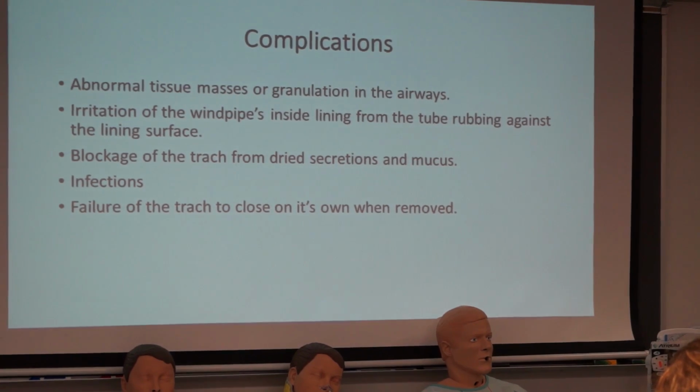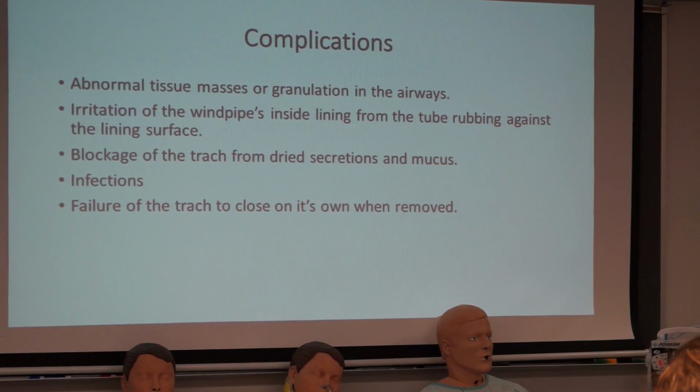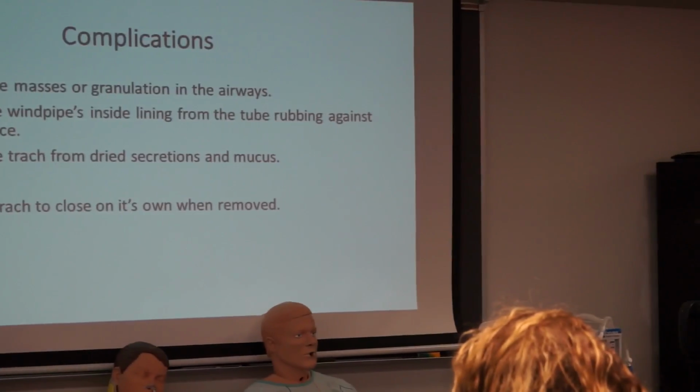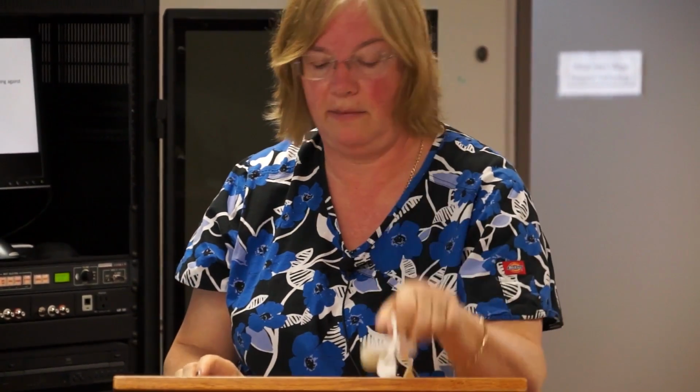All right, some of the complications that can happen to our patient: we can get abnormal tissue granulation in the airways, irritation of the windpipe's inside lining from the tubing rubbing against the lining surface. That can happen if we do not have the cuff inflated enough, or if we do not have the trach ties secure enough. This can move in and out. Okay, so we don't want to see a lot of play of this moving in and out of the patient. This shouldn't move in and out of them very easily.